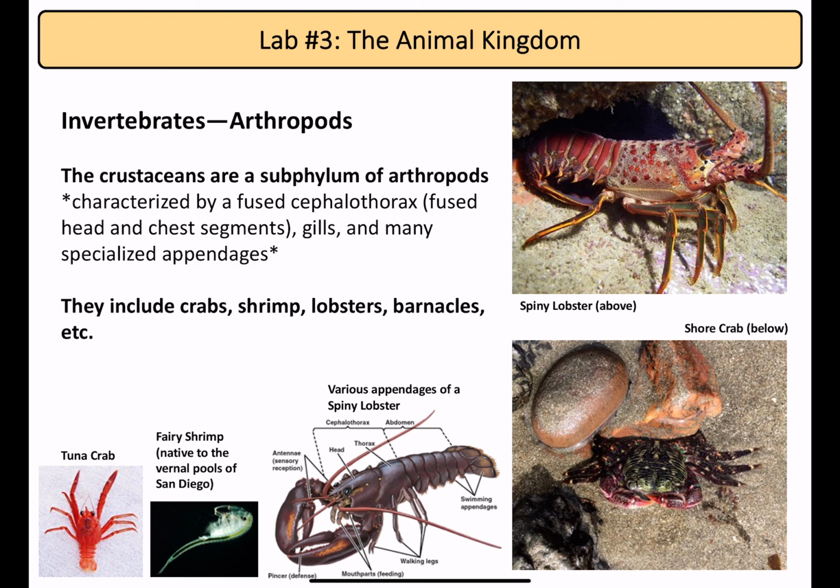So for instance, if you look here at the lobster, you can see what I'm talking about. There are some segments with jointed appendages for swimming, some for sensing the environment, some for walking around, some for defense, some for eating. That's what I mean by specialized jointed appendages. This group also includes crabs, shrimp, and barnacles.